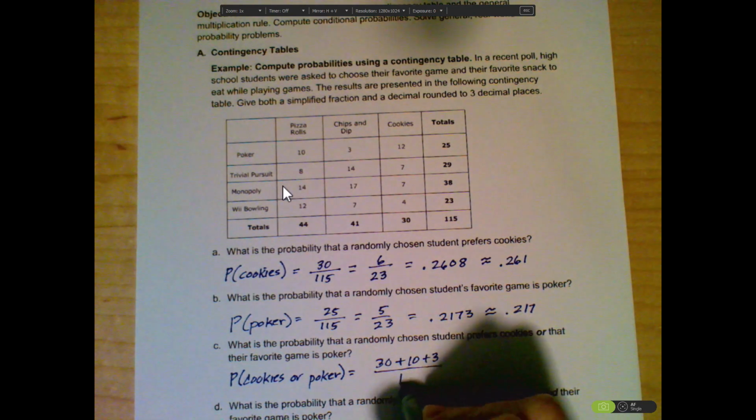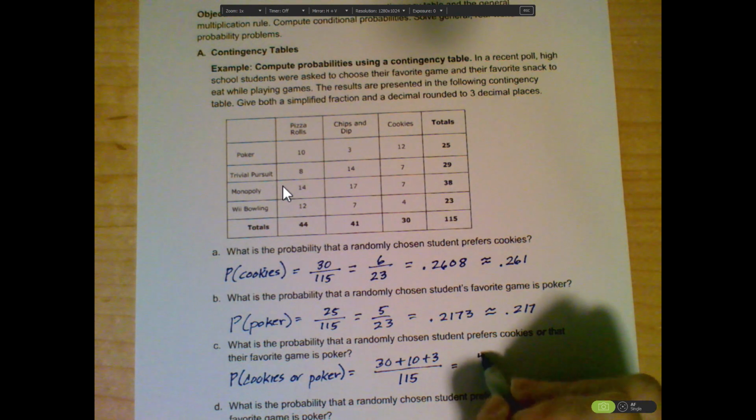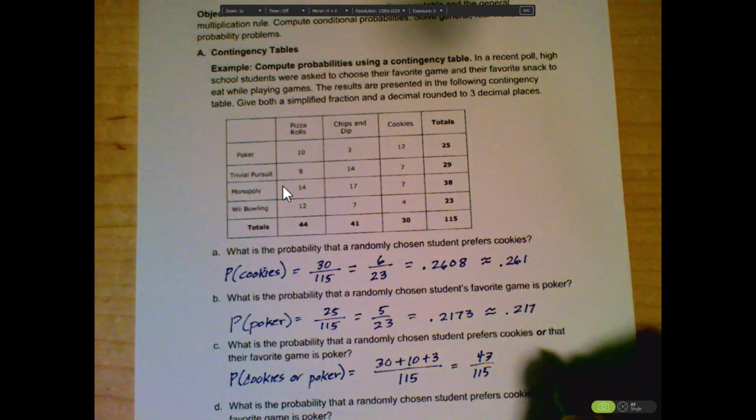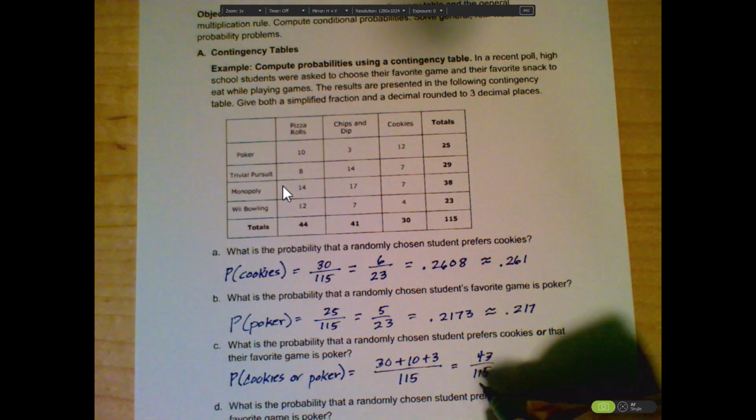Okay, this is still out of 115 students, so we have 43 over 115. And when you take this 43 divided by 115, math enter, it will tell you that that is the simplified fraction. It returns the same fraction to you. So our division gives us 0.374.